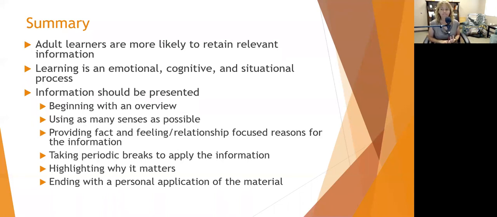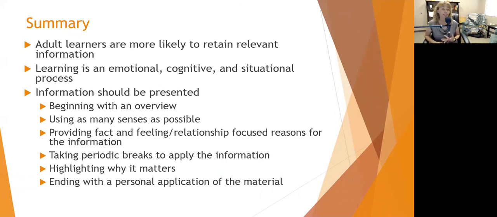Provide fact and feeling relationship-focused reasons for the information. So self-esteem: why is it important for you to learn? Okay, what are the facts? What is the information that we know about why people need to develop self-esteem? From a relational point of view, how is self-esteem going to improve your relationship with the people that are important to you and help you feel better? Give them both.